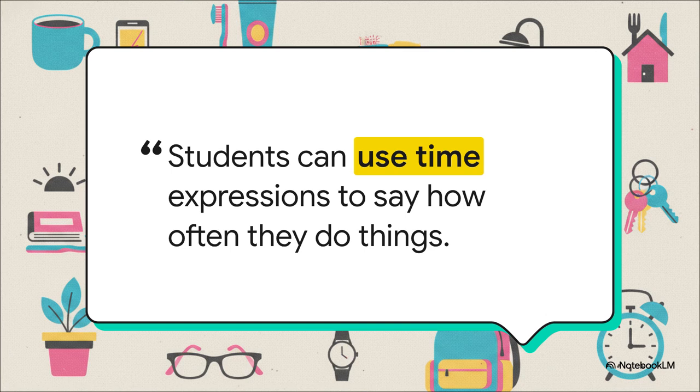And just like that, look at what we've accomplished today. The official Common European Framework of Reference sets this exact objective for the A2 level. Students can use time expressions to say how often they do things and talk about the things they have and own. That is exactly what you just learned how to do. You've mastered "have" for possessions, "have" as a helper, and adverbs of frequency to detail your routines. You should be incredibly proud of this progress.